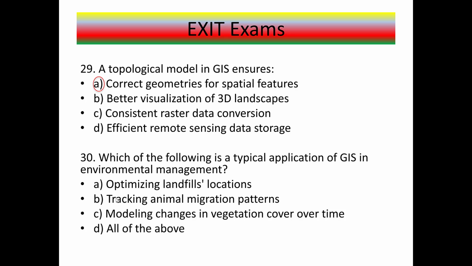Question number 30. Which of the following is a typical application of GIS in environmental management? A. Optimizing landfill locations. B. Tracking animal migration patterns. C. Modeling changes in land cover over time. D. All of the above. So the answer is all of the above. All of the above means we have these environmental issues, including tracking animal migration patterns through a geographical area.